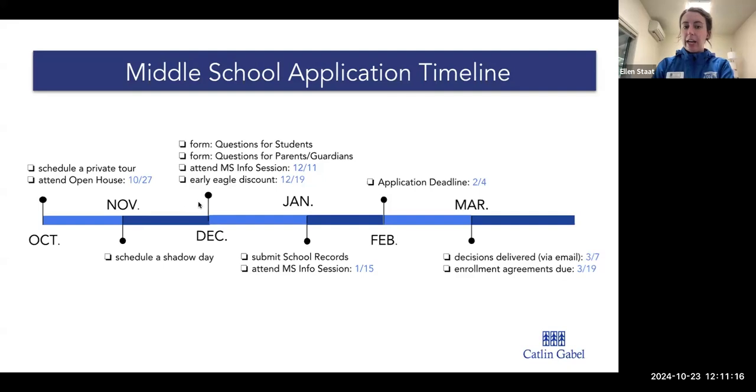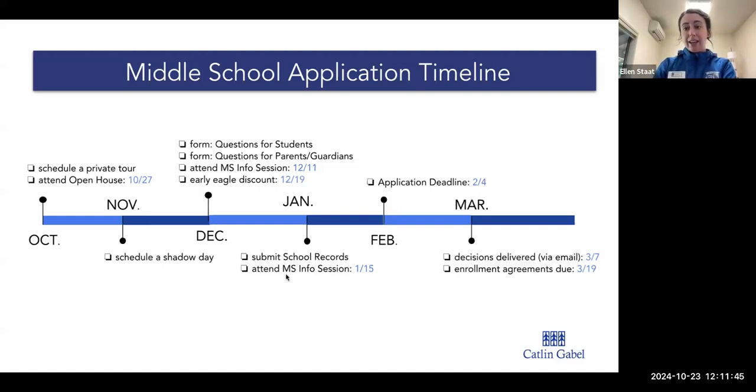And then what I want to make sure that everyone's aware of is our Early Eagle discount. The deadline for that is December 19th. So our application fee is half off until December 19th. So if you are confident that you do want to go through the full application process, even though the deadline is not until February 4th, I highly recommend paying that application fee before December 19th so you can get the half off price.